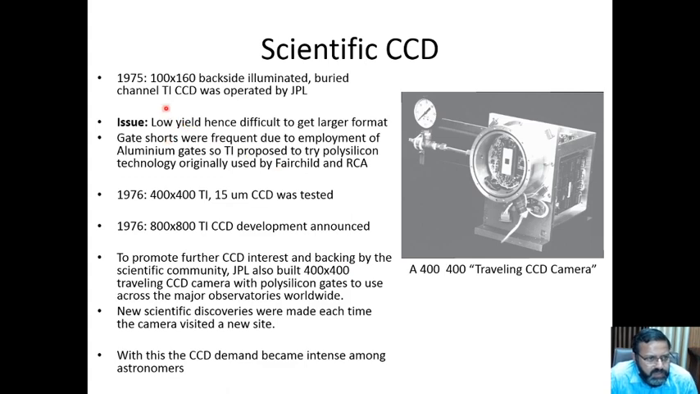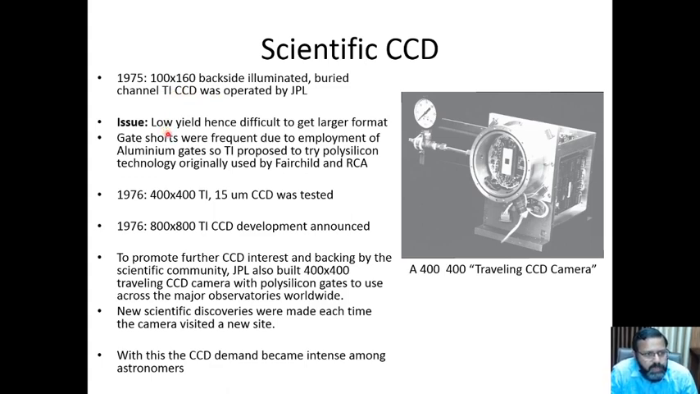So Texas Instruments developed a small format 100 by 160 backside illuminated CCD detector. It had a buried channel, I'll tell you what this is later. It was suitable for astronomy, and it was operated by JPL in 1975. But it had an issue.